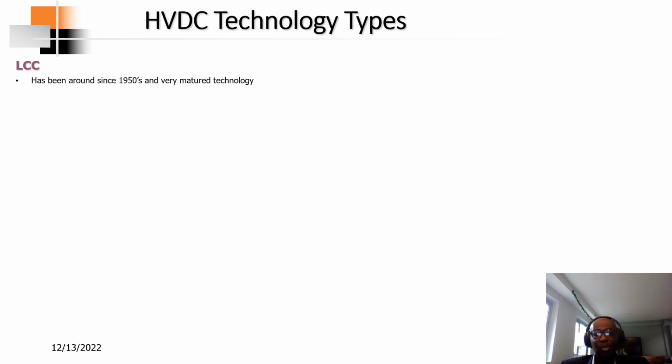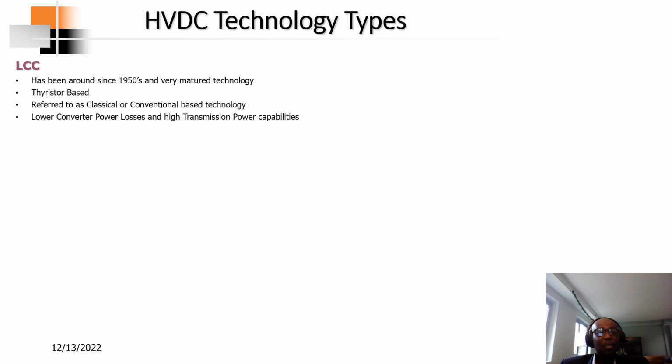This is a very mature technology and has been around since the 1950s. Very reliable. It is thyristor based, so it utilizes a thyristor for commutation and also for conversion from AC to DC and from DC to AC. It is known as the very classical or conventional technology. It has lower converter power losses when compared to the voltage source converter, and has a higher transmission power capability.